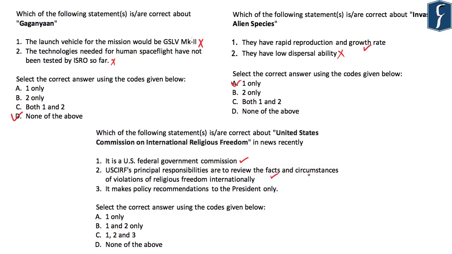And the second option is that the United States Commission on International Religious Freedom's principal responsibility is to review the facts and circumstances of violations of religious freedom internationally, which is also correct, as it appears in the news with respect to the reports it releases from time to time which deal with issues related to religious freedom and persecution of minorities across the world. And the last option is it makes policy recommendations to the president only. Now this option is incorrect as the policy recommendations of USCIRF are made not only to the president but also to the Secretary of State and the Congress. And hence this option is incorrect, which leads us to the right answer, 1 and 2 only, option B.